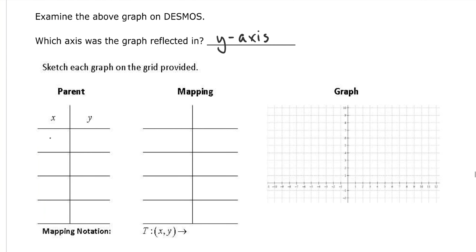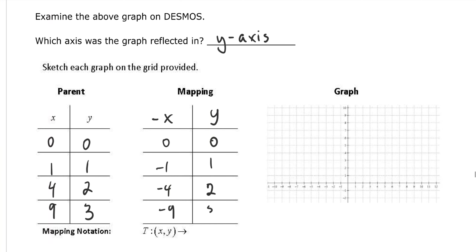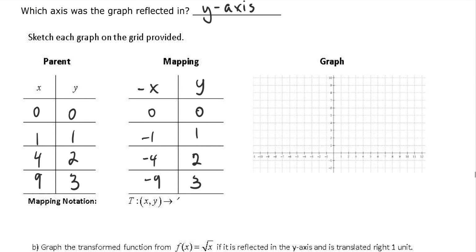So parent function 0, 1, 4, 9, 0, 1, 2, and 3. The mapping would look like this. You multiply your x values by -1. Okay, so 0, -1, -4, -9, but the y values still remain the same as the parent function. In mapping notation, it looks like -x, y. And graphing it would look something like this. It's just the square root function reflected along the y-axis.